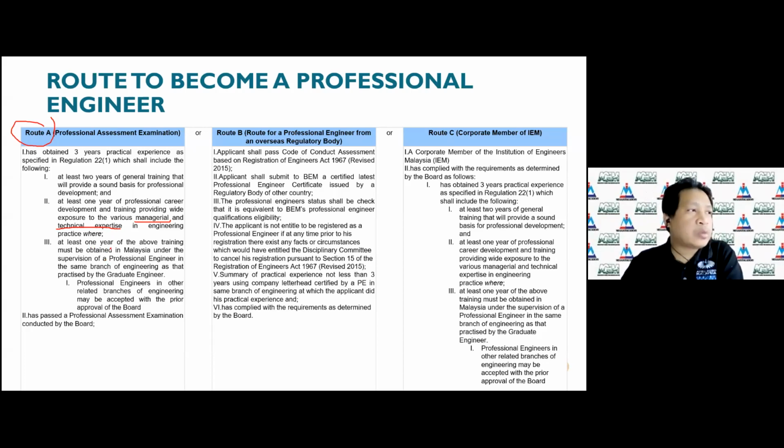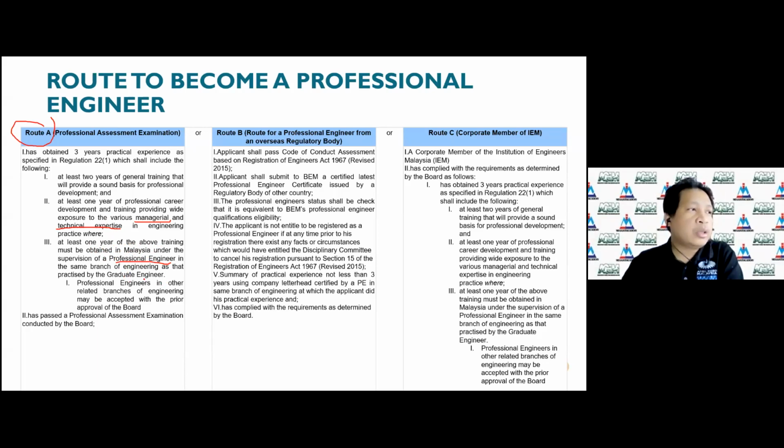Then at least 1 year of practical training must be obtained in Malaysia. So if you have an engineering certificate or degree from overseas, you need to perform at least 1 year of training in Malaysia under the supervision of a professional engineer in the same branch of engineering as you practice.